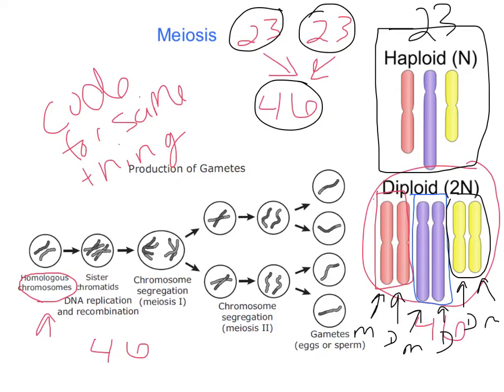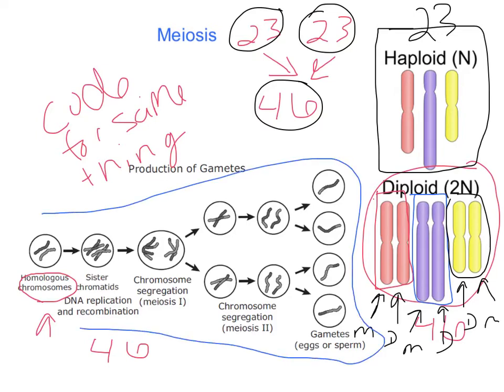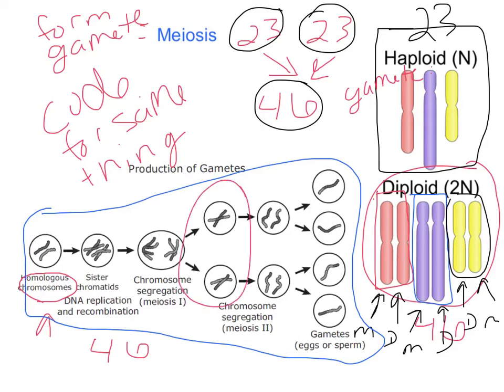If you look down here at the bottom, this is an overview of meiosis. Meiosis is how we make the gametes. So in meiosis, we're forming the gametes, and those gametes are haploid. They have to have half as many chromosomes. If you look here, there are two cell divisions that happen in meiosis. We've got this first one happening here.